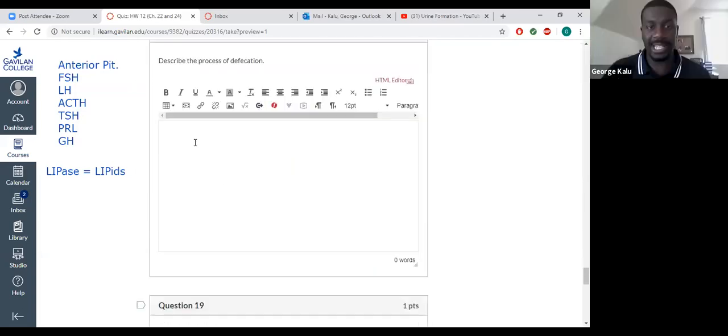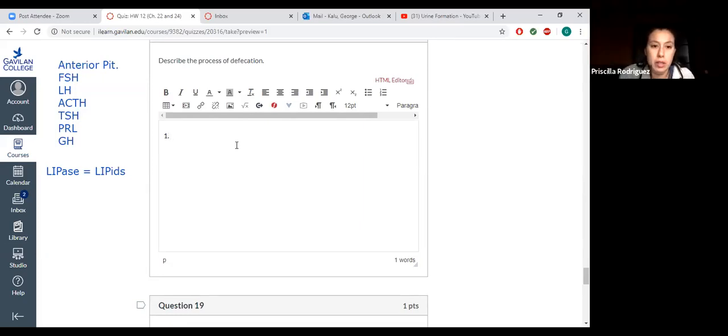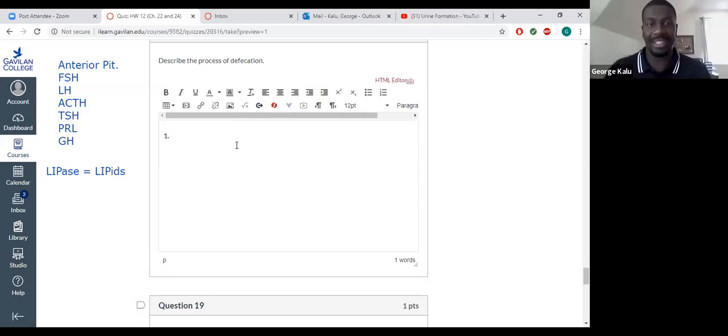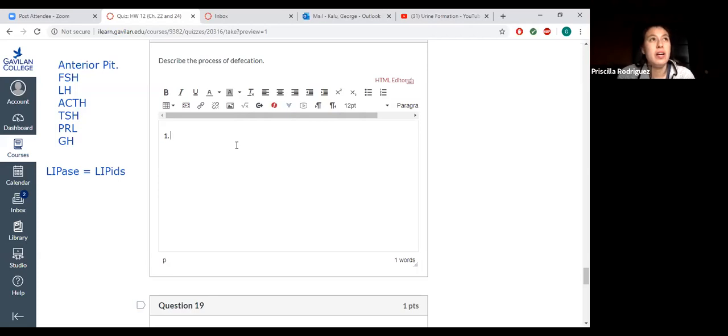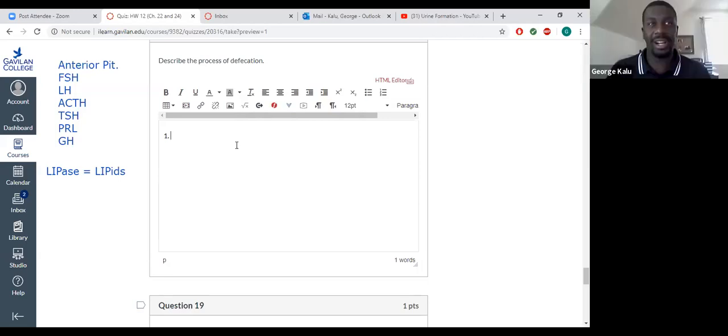Question 18. Describe the process of defecation. In order for us to poop, what's the first thing that has to happen? We have to put food in our mouth. We'll assume we're in the large intestine already. Oh, in the large intestine. Aren't there fluids that get released to start the chemical process part? Not really yet. No, not here.